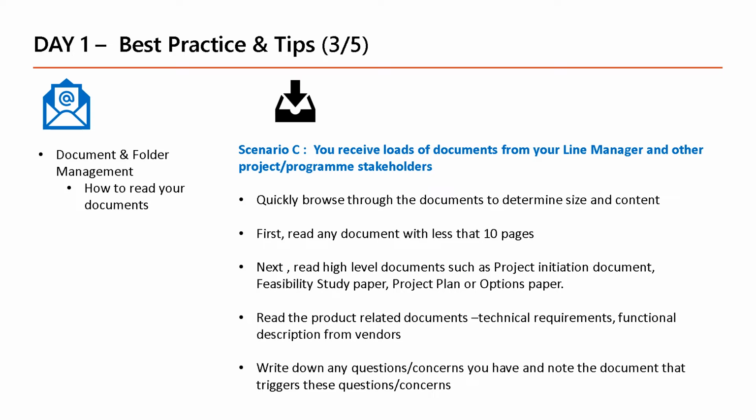Next thing is all the documents you've identified as high level. When I say high level, these are documents program related, project related. So for example, you have your project initiation document, your feasibility study paper, your project plan, or your options paper, anything to do with the project or the program. I group them as high level documents. Go through these documents to get a feel for what the project or program is all about, what's the trigger, what's created this transformation, or who's behind it.